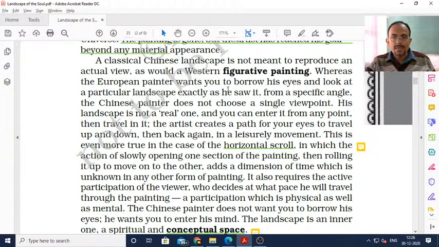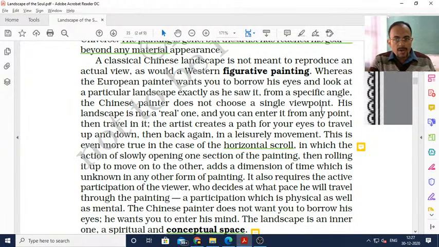Whereas the European painter wants you to borrow his eyes, look at a particular landscape exactly as he saw it from a specific angle. The Chinese painter does not choose a single viewpoint. His landscape is not a real one, and you can enter it from any point, then travel in it. Okay? So he says the Chinese painter does not choose a single viewpoint.